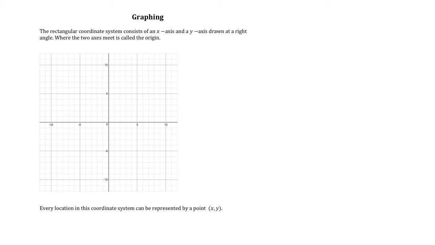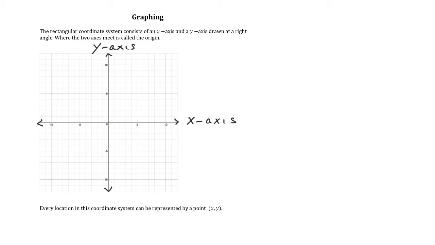Below is a picture of the rectangular coordinate system. This consists of an x-axis and a y-axis drawn at a right angle. So this axis here, we call the x-axis, and the vertical one is the y-axis. Could even draw arrows on the end of it if you'd like. So basically these are two number lines and they are perpendicular to each other. So where they meet, we call the origin, and they're at a right angle from one another.